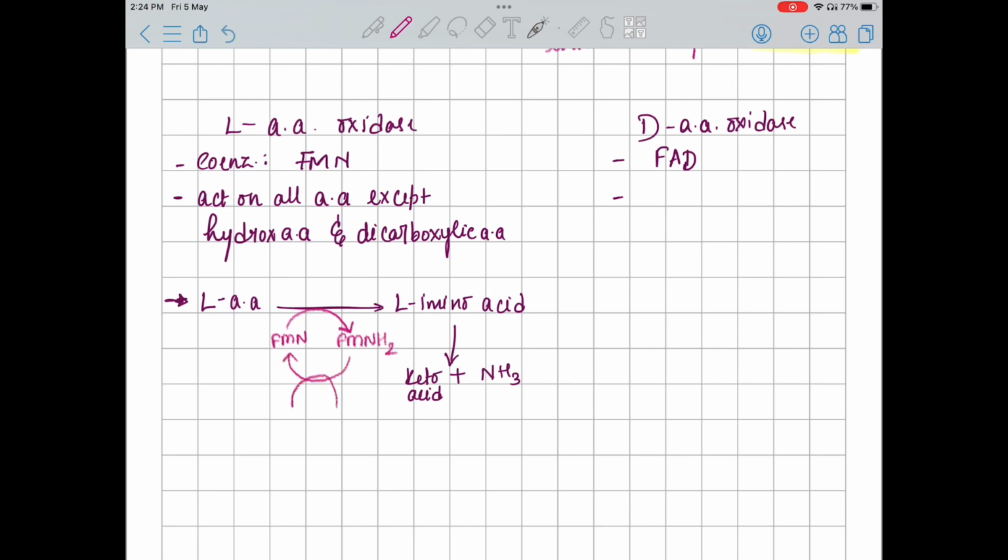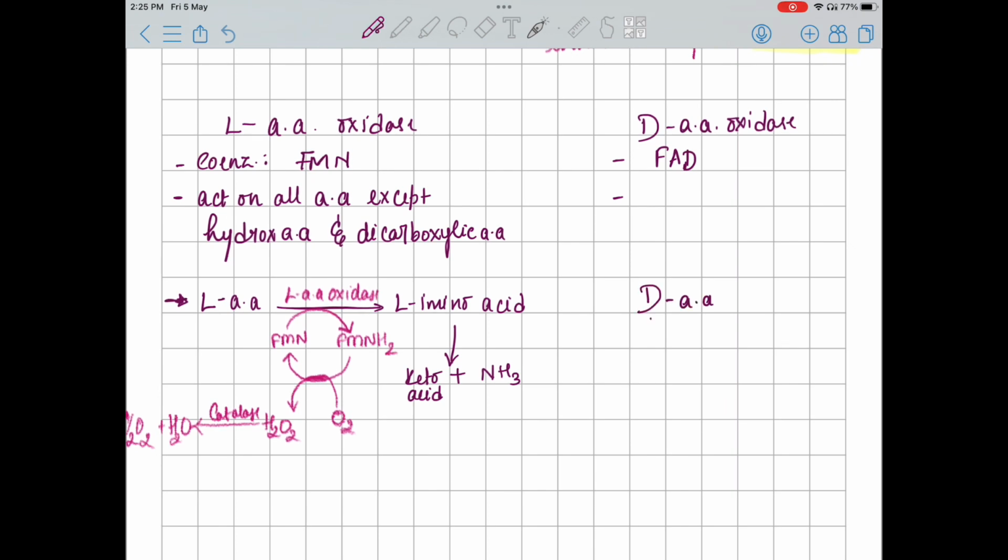The coenzyme FMN is used here. During usage of FMN, to regain FMN, O2 is used, which gives peroxide, right? And peroxide is broken down in our body with the help of catalase to water and half of O2.